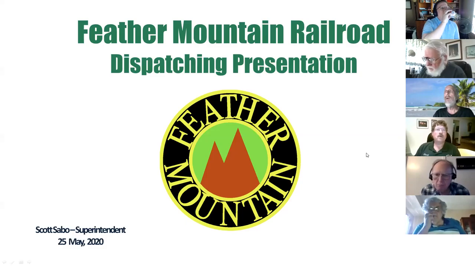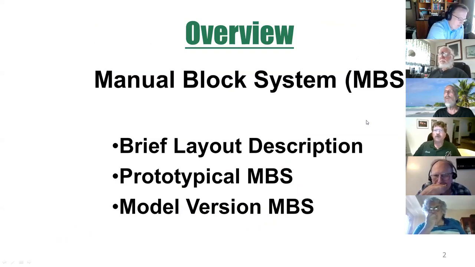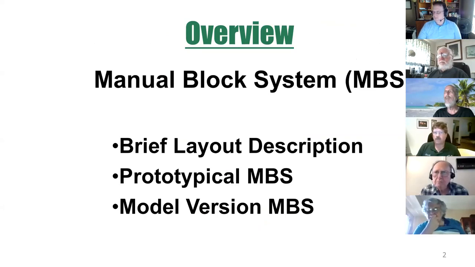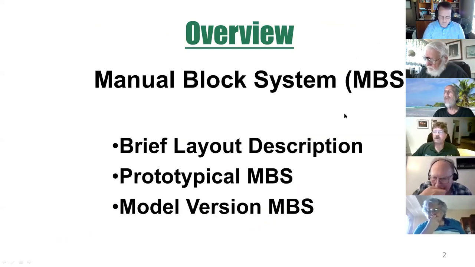So I'm going to talk about dispatching on my model railroad. It's Feather Mountain, and what I use is a manual block system, which is MBS. I'm going to quickly do my layout description, show you guys what it looks like. Quickly go through the prototype MBS and then the model version, because as always we tend to condense things to make things a little easier to use for model railroads rather than strictly prototype.